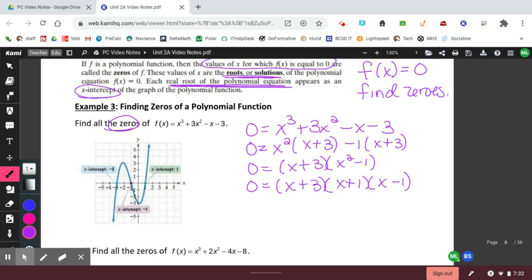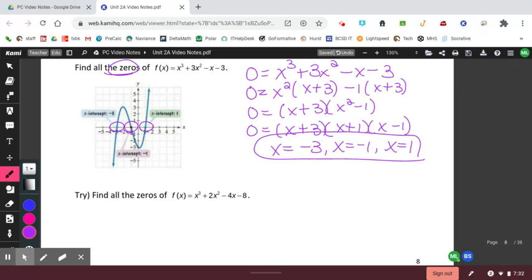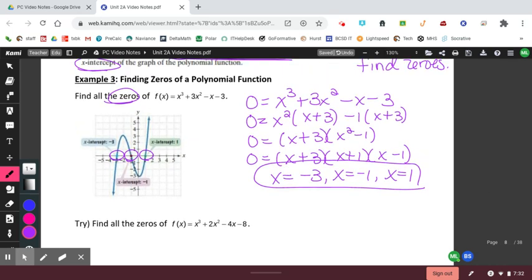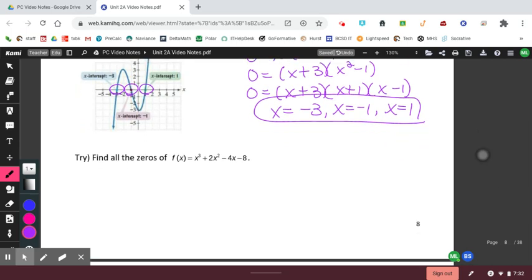So now each one of those gets set equal to 0, and we would know that x is -3, x is -1, x is 1. And if you look at our graph, 1, -1, and -3. So those are your x-intercepts because they are all real. All right, remember your degree tells you the number of zeros you should have. Not whether or not they're real, but how many zeros you should have. All right, and we'll leave this one.